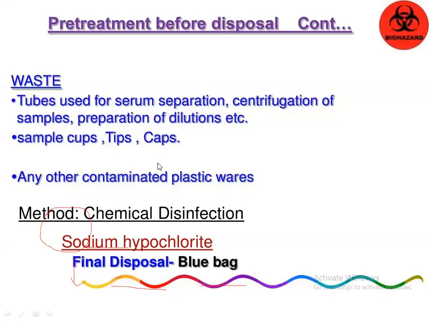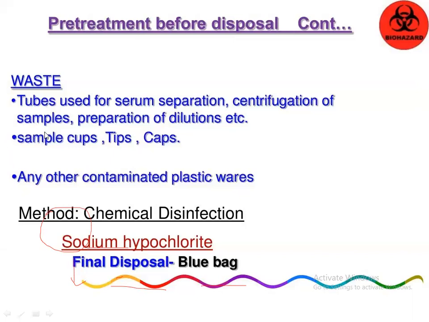What pre-treatment is given? Waste which is collected before that, collected in different containers of different colors. What pre-treatment methods are used before the disposal? That includes tubes used for serum separation, centrifugation of samples, preparation of dilution, etc. Sample cups, tips and caps.